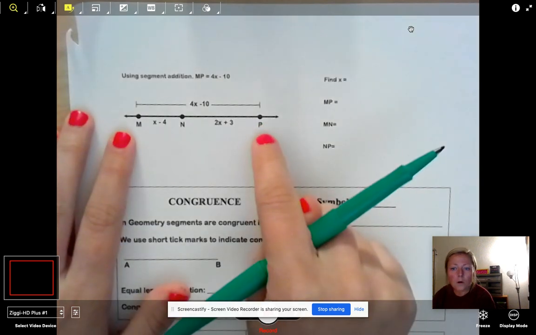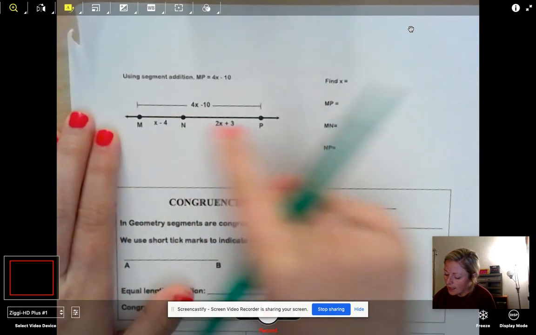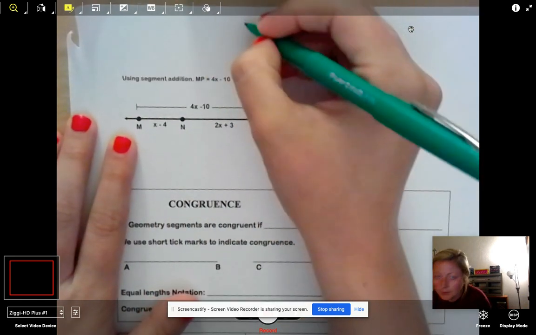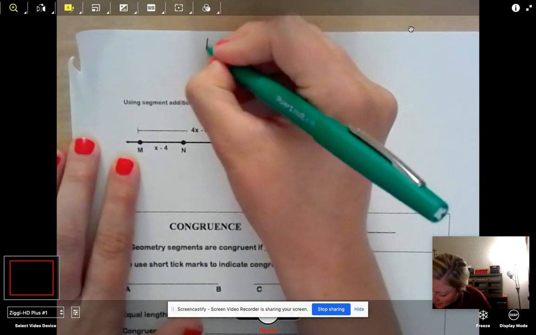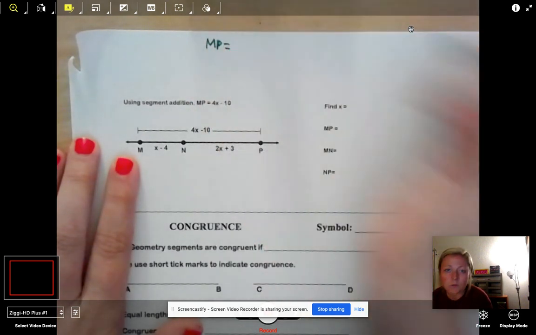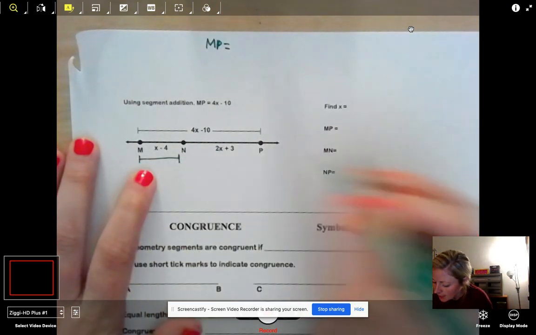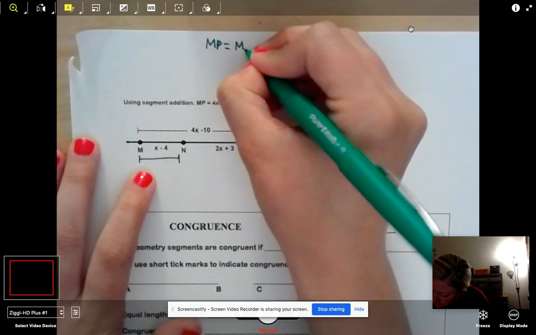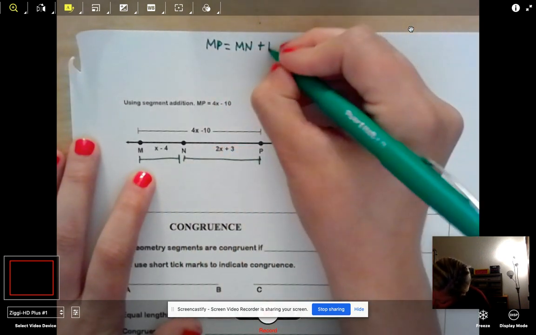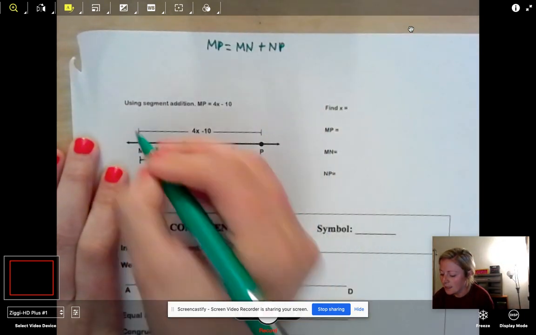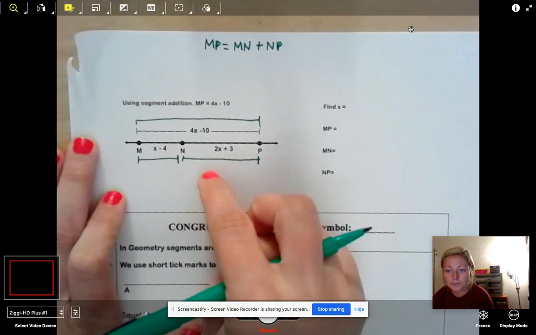So what's the whole thing? Well, the whole thing is MP. So I'm gonna write up here. Maybe we'll have a little more space if we write it up here. I'm gonna say MP equals what two parts added together? Well, MN plus NP. Right? This long guy is equal to this little piece plus this one.